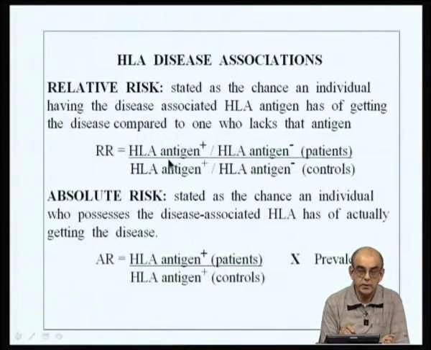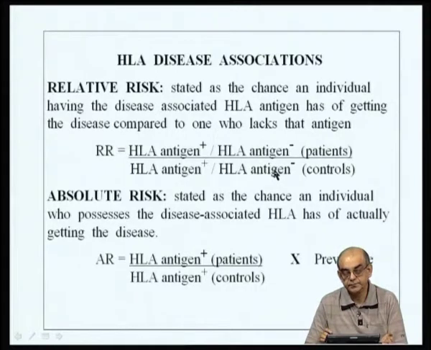So, this is calculated by taking the patients who possess that particular HLA allele, dividing that by the patients who do not have the HLA allele, and dividing this entire thing by the controls who have that particular HLA allele, which is again divided by the controls who lack that particular antigen.